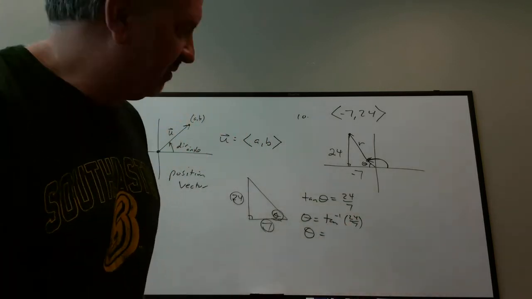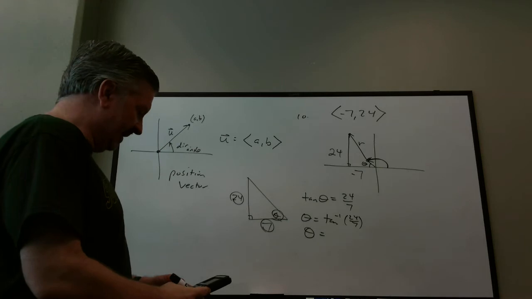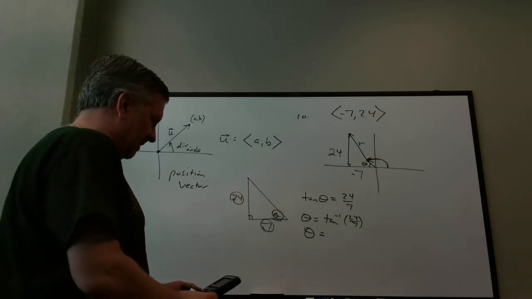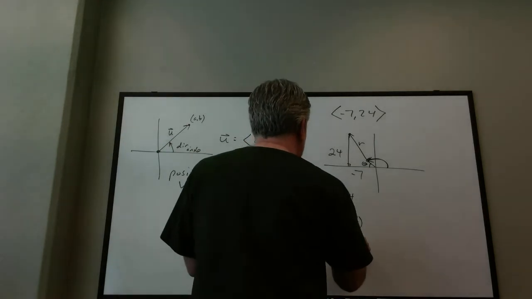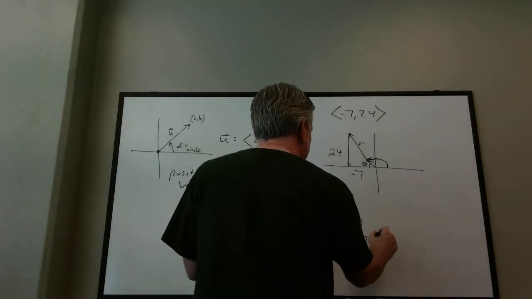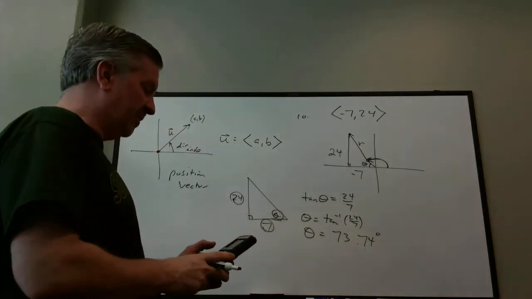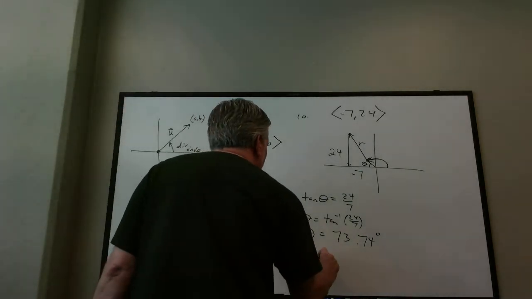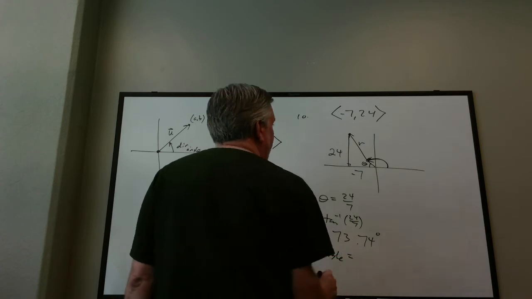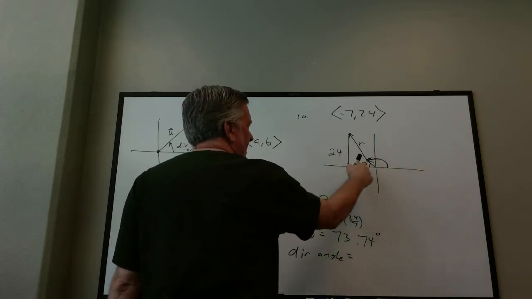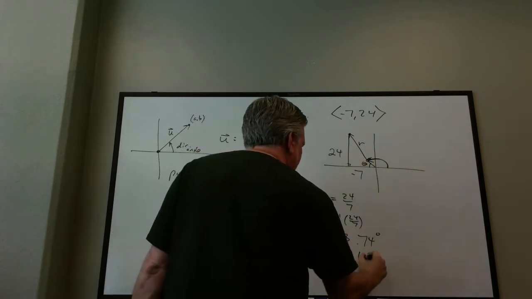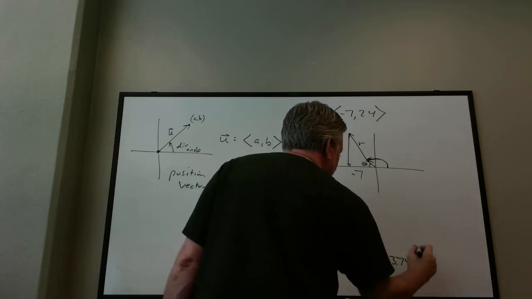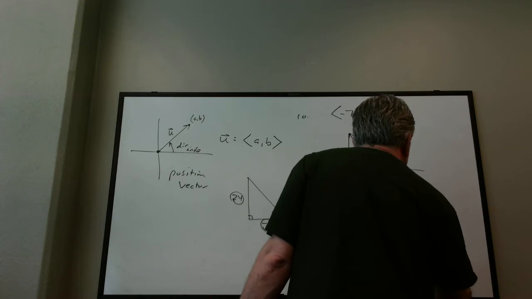And I'm just going to do decimal degrees here. It didn't say to do it in degrees and radians or anything. I got 73.74 degrees. Don't forget your degree sign. You round to two places. All right, so to answer the question, what's the direction angle? It's from here to here, all the way to here, it's 180, but you have to back up theta, so it's 180 minus 73.74 degrees, which is 106.26.